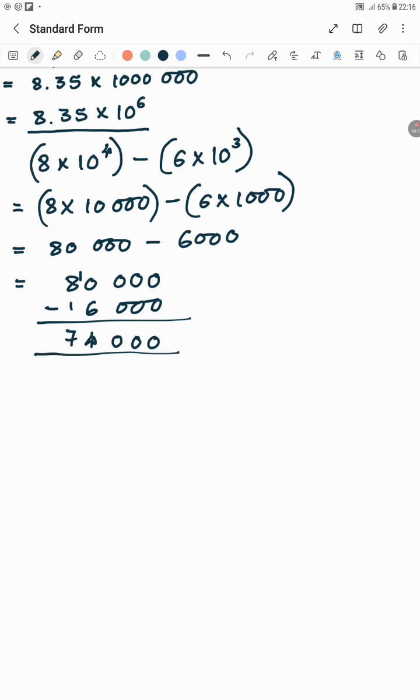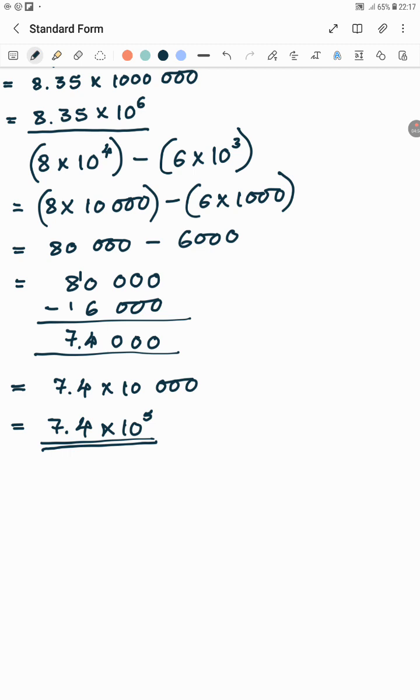74,000, and the 7 in 74, the place value is 70,000. It's under 10,000s, which means it's going to be 7,4 times 10,000, which is equal to 7,4 times 10 to the power 4.